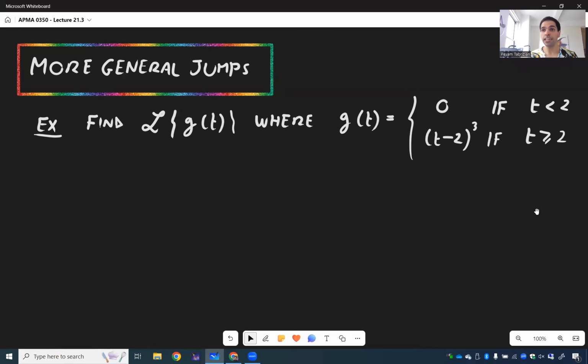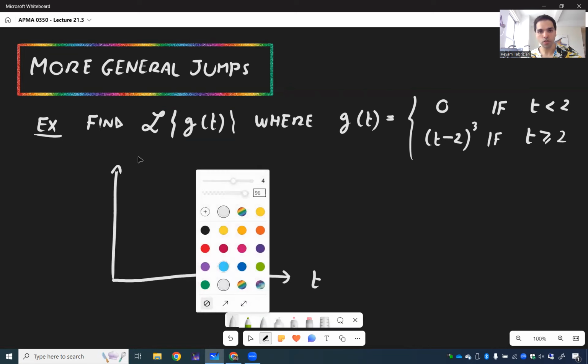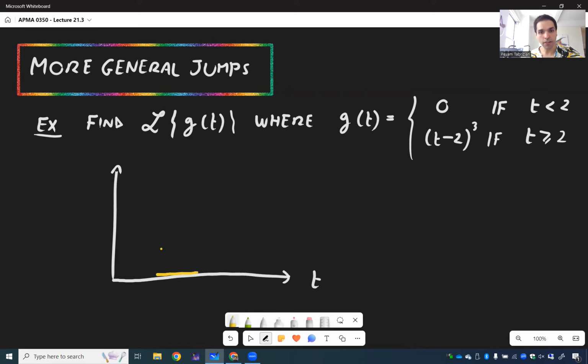The cool thing is that we can jump not only by constants, like the previous example, but also by entire functions, like the next example. So in particular, let's find the Laplace transform of g. There's a reason for this, where g starts at 0 and then suddenly becomes a cubic function. So if you want to draw this, it's 0 until at 2, we get (t minus 2) cubed.